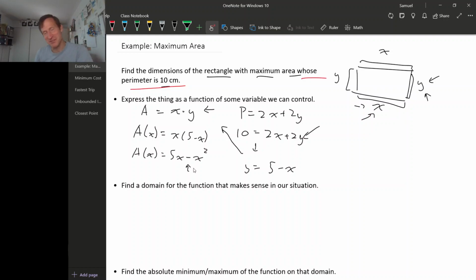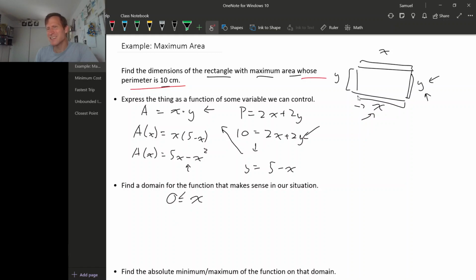They have their maximum at the vertex, but let's use these calculus tricks just to see how they work. So find a domain for this function that makes sense in our situation. How small does it make sense to let this variable x get? Well, x is a length, and it doesn't make sense for it to be negative, right? What would it mean for a rectangle to have negative width? That just doesn't make any sense. So x has to be greater than or equal to 0.